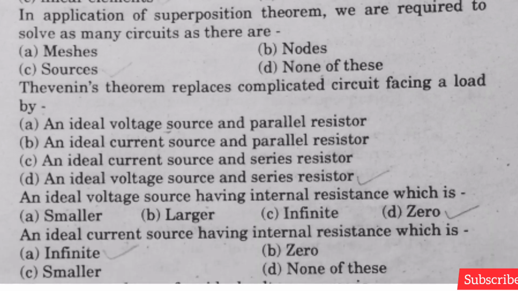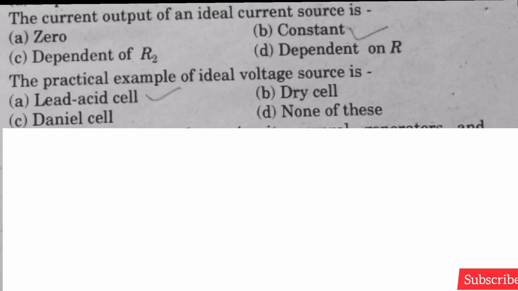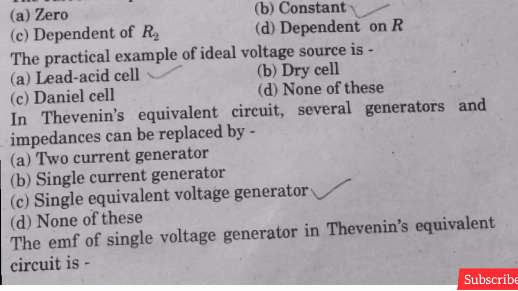Option D is right. An ideal current source has internal resistance which is infinite. Option A is right. The output voltage of an ideal voltage source is constant. Option B is right. The current output of an ideal current source is, option B is right. The practical example of ideal voltage source is, option A is right. In Thevenin's equivalent circuit, generators and impedance can be replaced by a single equivalent voltage generator. Option C is right. The EMF of single voltage generator in Thevenin's equivalent circuit is, option C is right.